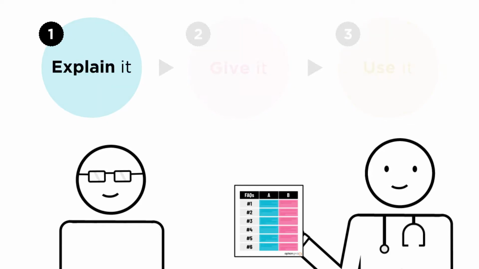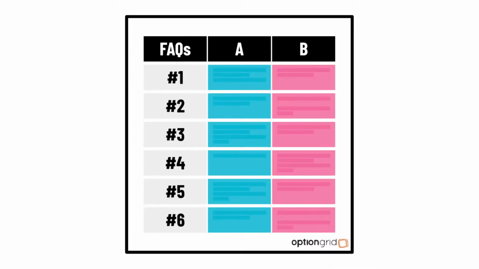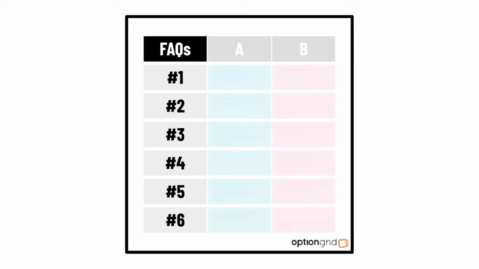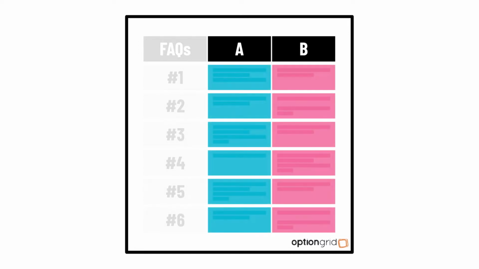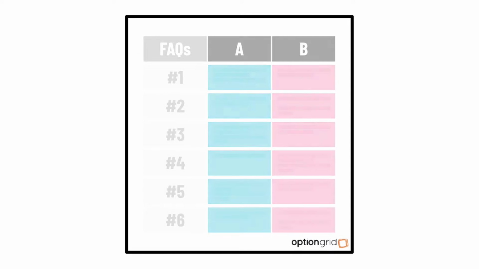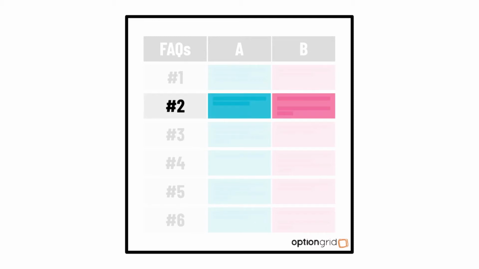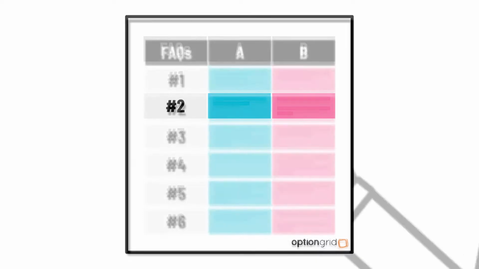Step 1. Explain it. Explain that the tool has questions that many people want answers to, typically around 6 questions. Answers to these questions are then given that apply to each option being compared. It might be helpful for you as a clinician to read one question as an example, and then point out how the answers to each option are different.